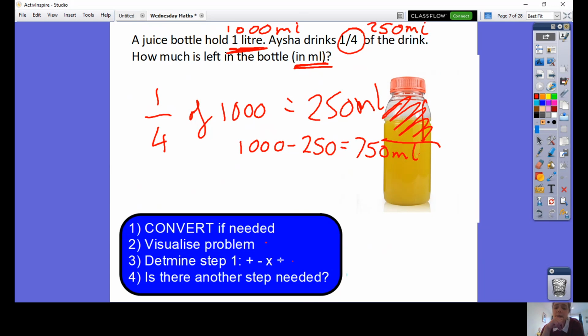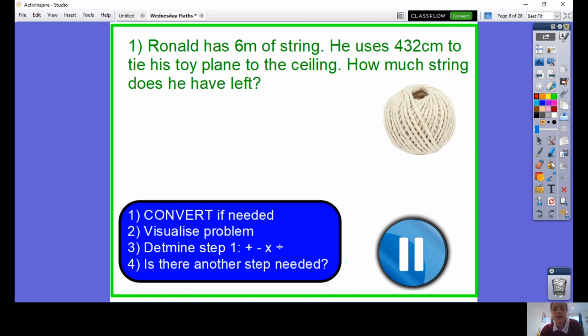Go back to the question then, and sometimes you then need to go back to the question and think about whether or not that makes sense. She had a litre, she's drunk some, and now she's got 750 millilitres. Yes, that's plausible.